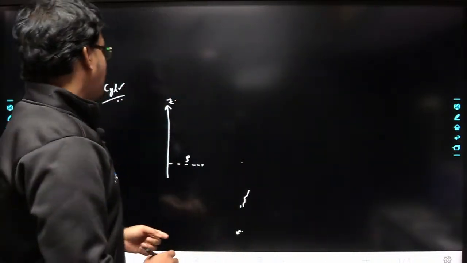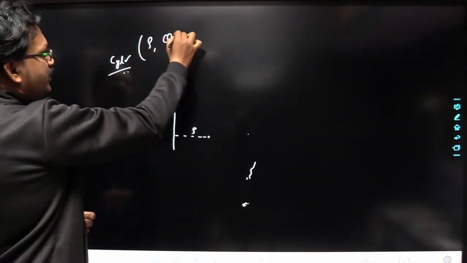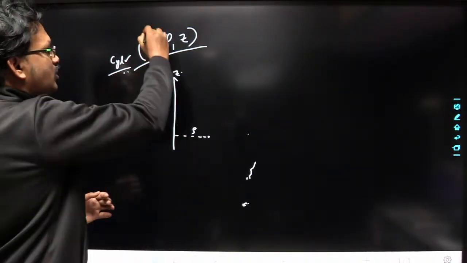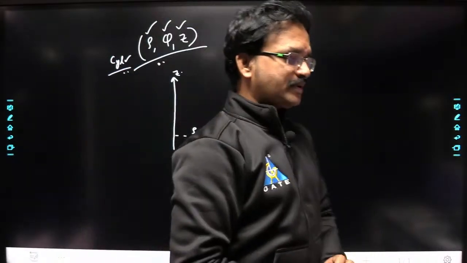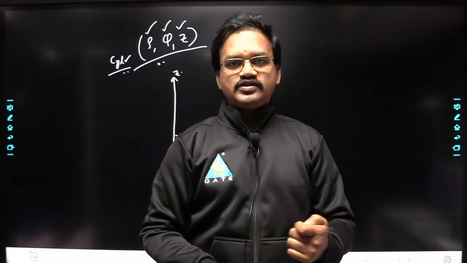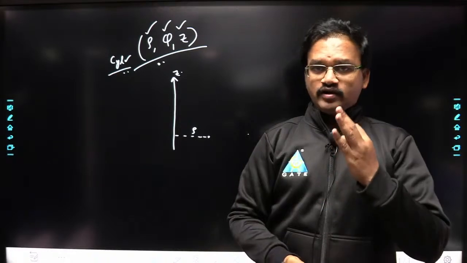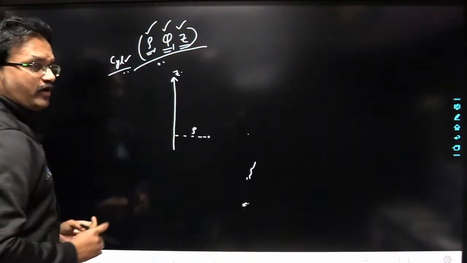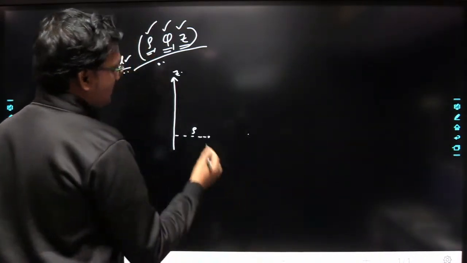Next, I explained the cylindrical coordinates. What are the cylindrical coordinates? Rho, phi and z. In the previous lecture I clearly explained what rho, phi and z mean. In order to represent any point on the surface of the cylinder, we need three coordinates, and those three coordinates are nothing but rho, phi and z.